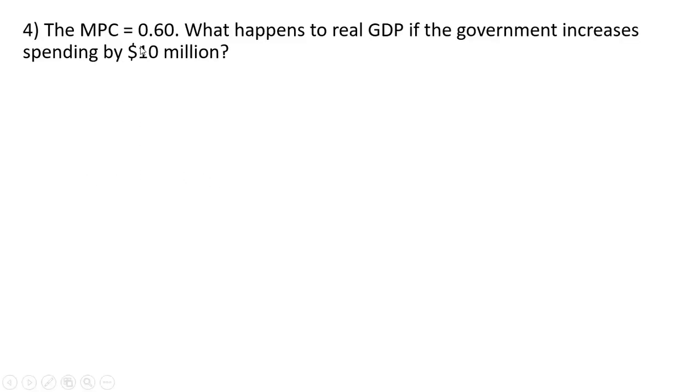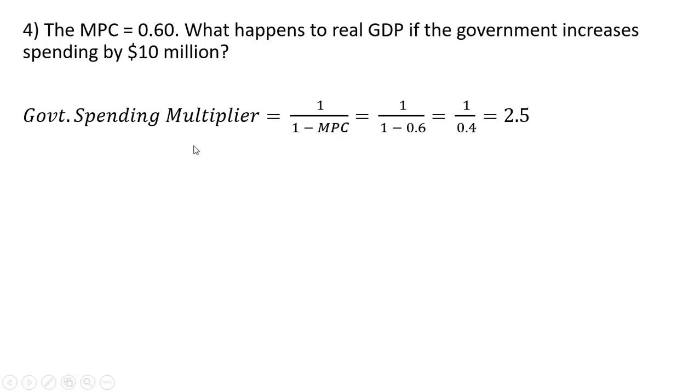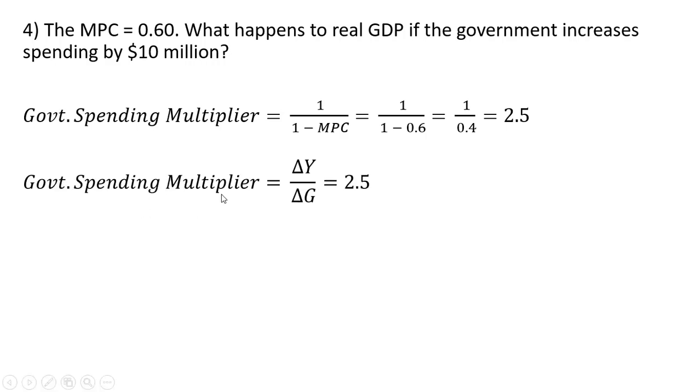Problem 4. The MPC is 0.6. What happens to real GDP if the government increases spending by 10 million? So let's first calculate the government spending multiplier by plugging 0.6 into our formula. Doing that, we get a government spending multiplier of 2.5. So the government spending multiplier, also thought of as the change in real GDP divided by the change in G, equals 2.5.